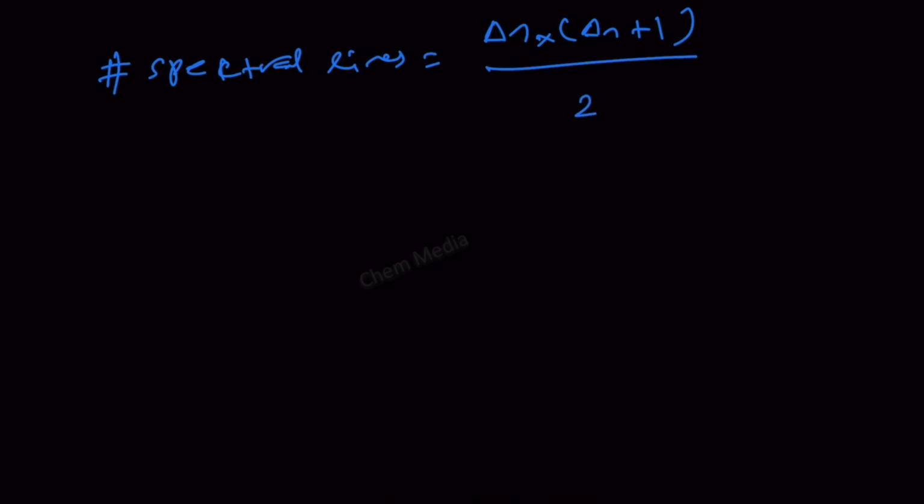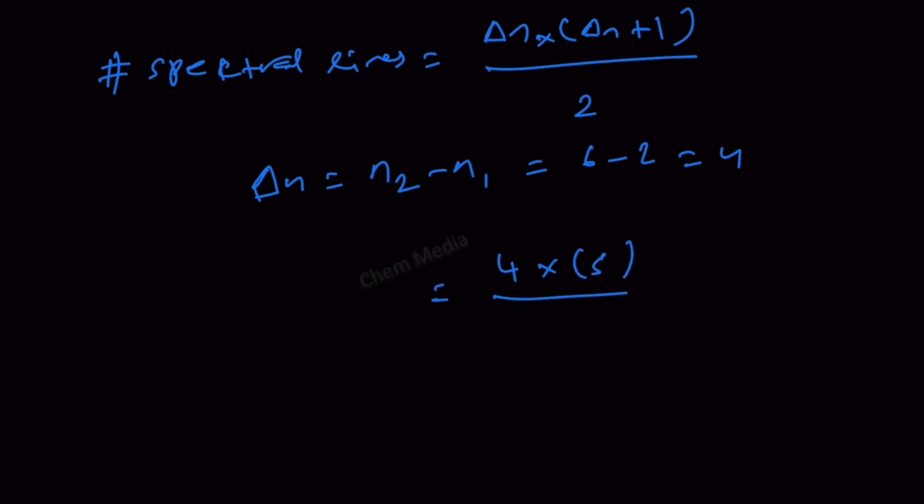There is a formula for this. Number of spectral lines is equal to delta n times delta n plus 1 divided by 2. Delta n in this case is equal to n2 minus n1, therefore that is equal to 6 minus 2 and that is equal to 4. So therefore this is equal to 4 times 4 plus 1, 5, divided by 2. So therefore 20 by 2 and that is equal to 10. So therefore 10 is the correct answer for this question.